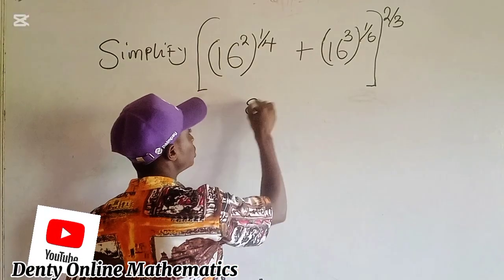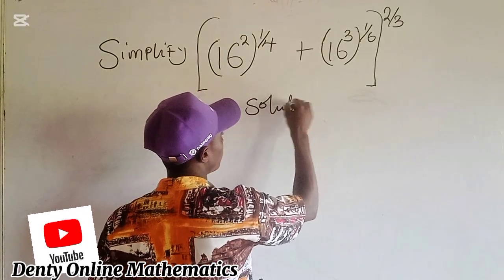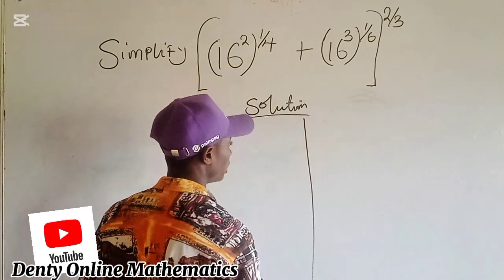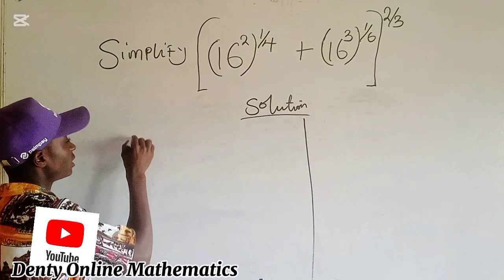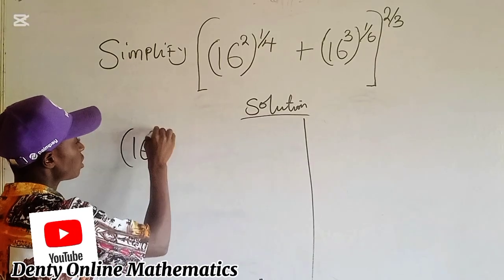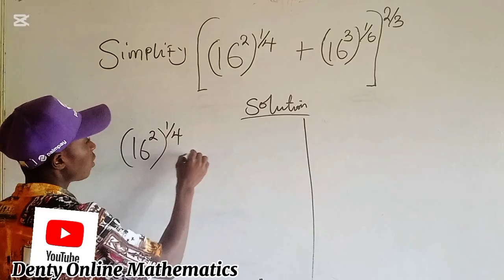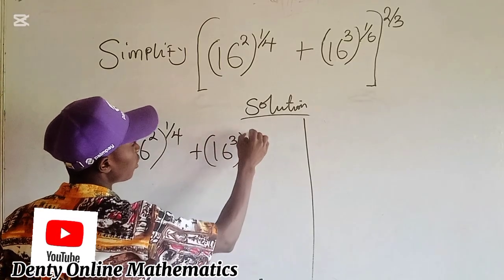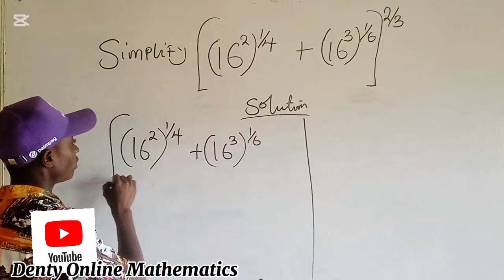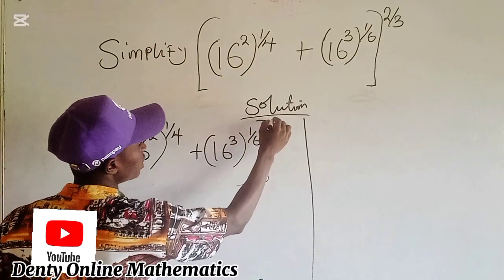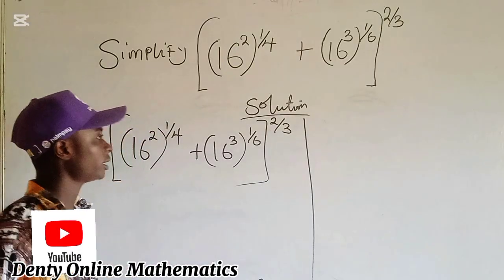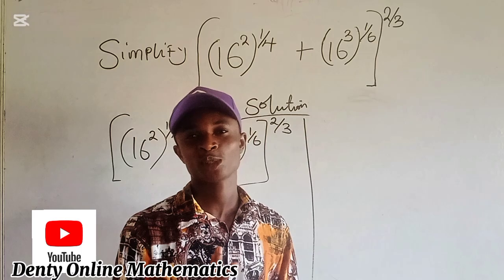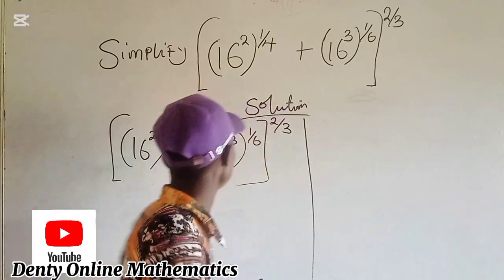Now here is the solution to this problem. For clarity's sake, I'm going to divide the board. What we have is 16 raised to the power of 2 raised to the power of 1 over 4, plus 16 raised to the power of 3 raised to the power of 1 over 6, and then all of this is raised to the power of 2 all over 3. Now we are going to use the laws of indices to simplify this as much as possible. You're gonna like it. This is how you're going to do it.